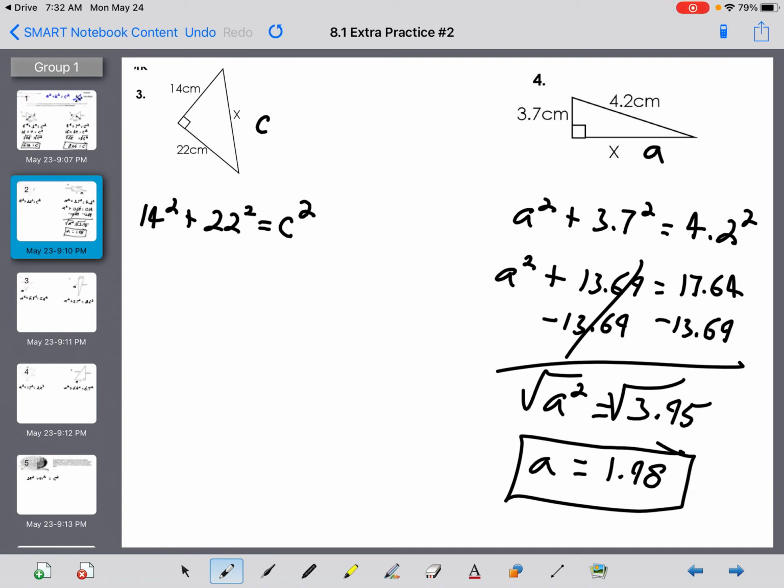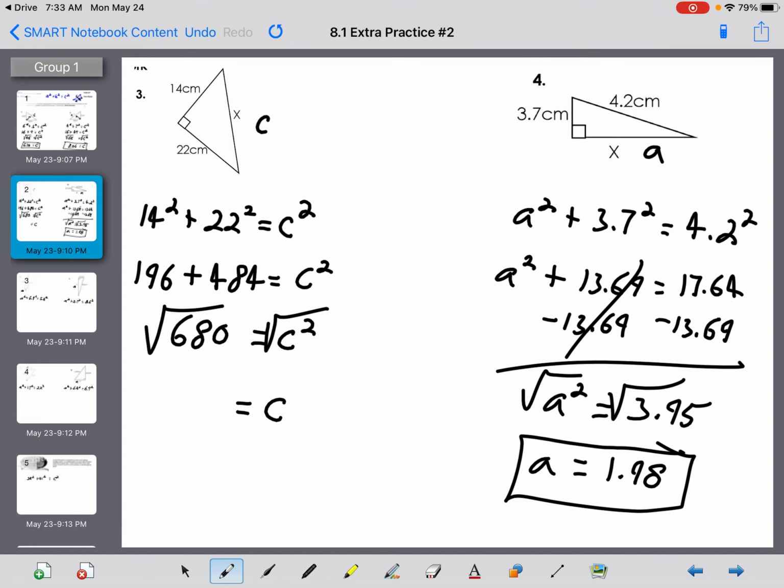If you're going to solve for C, like in number 3, you simply type in 14 squared is 196, 22 squared is 484, and that equals C squared. 196 plus 484 is 680. The square root of 680 is 26.07. Okay, so you're either solving for C, like in number 3, or you're solving for A, like in number 4.